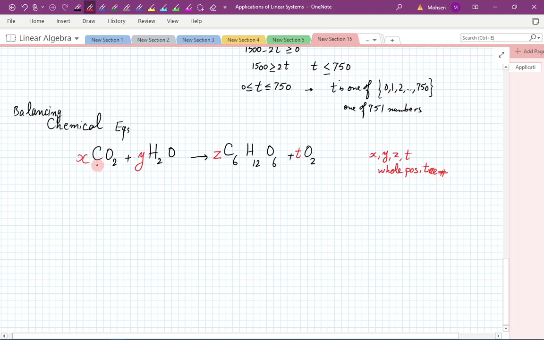Okay, what does it mean, balancing? Balancing means the left has to balance the right. No matter is being destroyed, nor is it being created out of thin air. So whatever carbon you have here, you have to have the same amount on the other side.